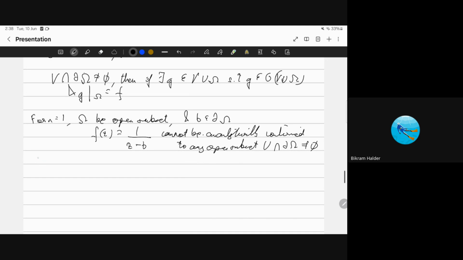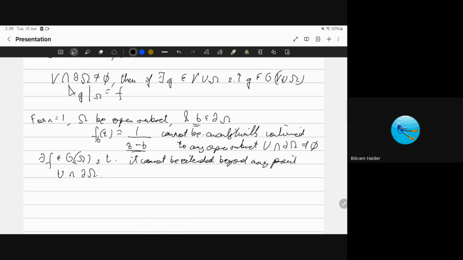But in fact there's something stronger which one can show, that there exists f which is defined on omega and which is holomorphic on omega, such that it cannot be extended beyond any point. So here for each point b we have found a function, say f_b. But the same function can work for all the points. That means that if there's any open subset which intersects the boundary of omega, then that same function cannot be extended, for n equal to 1.